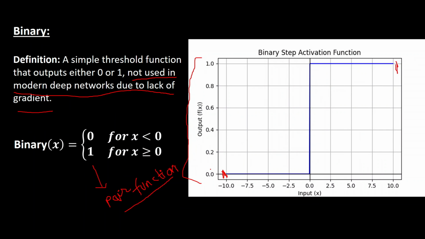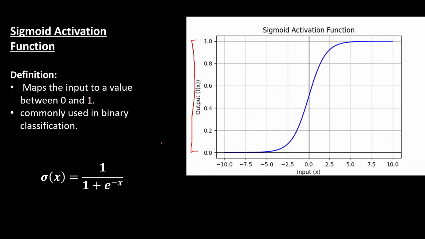In the binary function, you cannot achieve values like 0.6, 0.4, 0.2. You will just get 0 and 1. But in the sigmoid function you can achieve values between 0 and 1, like 0.2, 0.4, 0.6, 0.7, 0.73, etc. All of these are achievable in the sigmoid function. So it is actually a better version of the binary function.